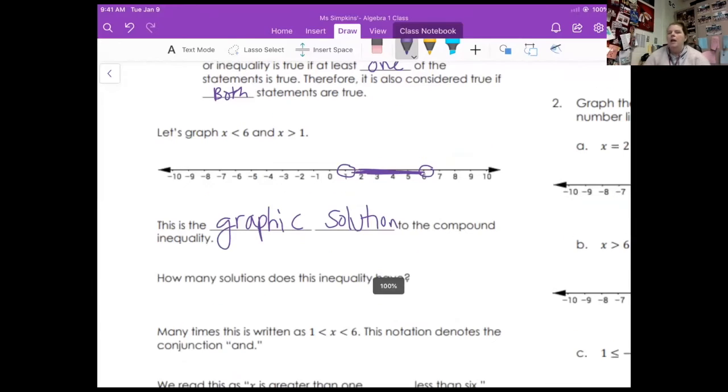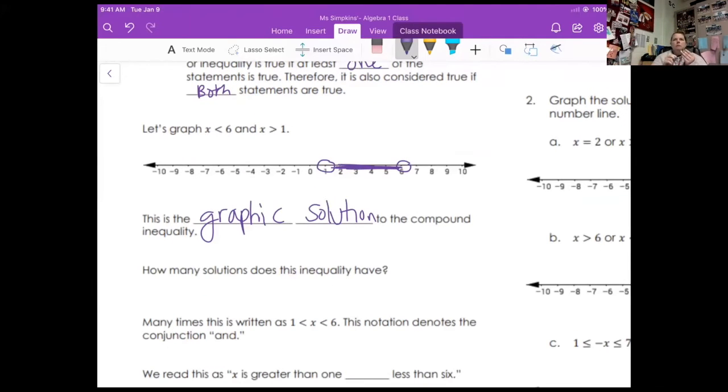How many numbers would answer this? Use a math word. Don't say a lot, because it is a lot. How many different answers does this have? How many numbers are between 1 and 6? Yeah, infinite. So we could go back to the game where I say 1.1, 1.01, 1.001, 1.0001, 1.00001. I could get super close to 1. I could get super close to 6, and I could describe every single number in between. So infinite number of numbers.